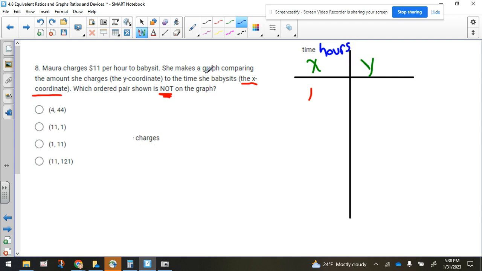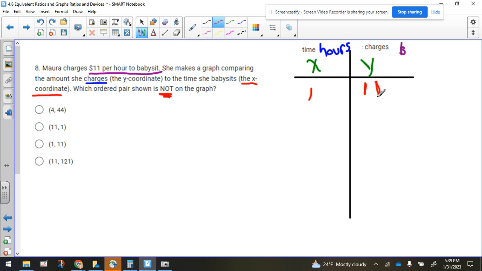And what's y? Y is the amount she charges, right? So if we're talking about the amount she charges, that's going to be a dollar amount, in dollars. Now, if we look at the information given in the problem, it's $11, but per hour. So would that imply 1 hour? Yes, that does imply 1 hour. So for 1 hour, she gets $11.